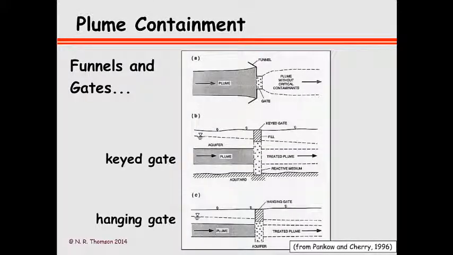Here's an example of a funneling gate. The idea of the funnel is to funnel the dissolved phase plume into the gate, and within the gate it could be filled with some reactive material that will degrade the contaminants in the plume. There are both key gates and hanging gates.